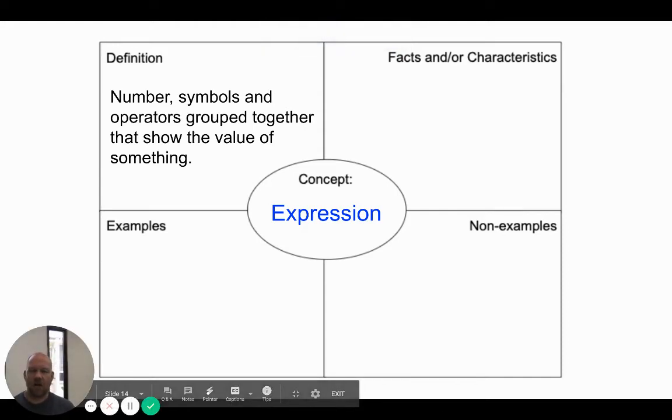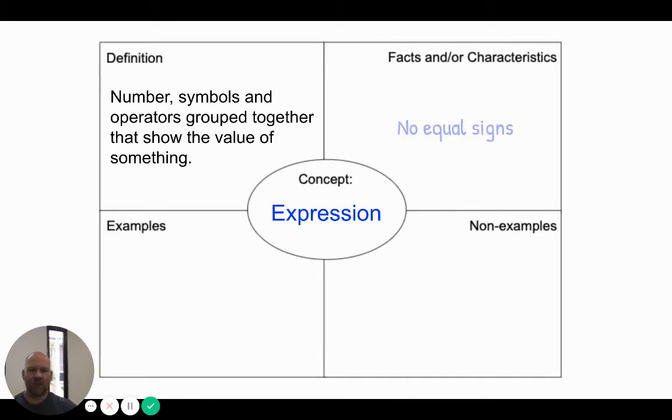Okay, so we are going to look at what an expression is and how to simplify it, because that is our learning objective for today. So first of all, an expression is numbers, symbols, and operators that are grouped together. What that means is it does not have an equal sign. We are going to be working with equations a lot during this unit, but we're not going to do that yet. So everything we're going to be working with today does not have an equal sign.